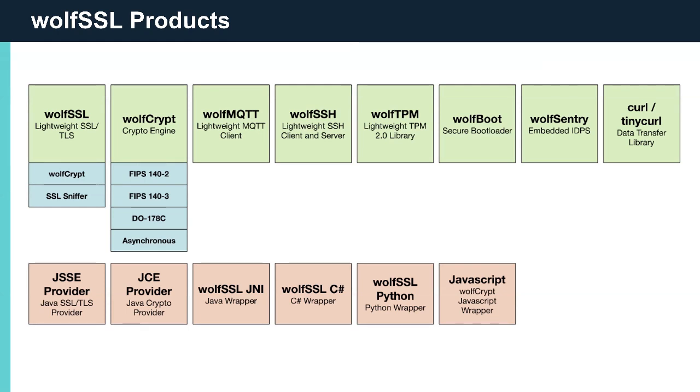And then we also have the author of curl on board. Daniel Stenberg is a wolfSSL engineer, so we offer commercial support and consulting for curl. We also have a version of curl meant for resource-constrained devices called tinycurl. And then in that second row, you see some language wrappers we have. These are wrappers around wolfSSL for Java, C#, Python, and JavaScript.